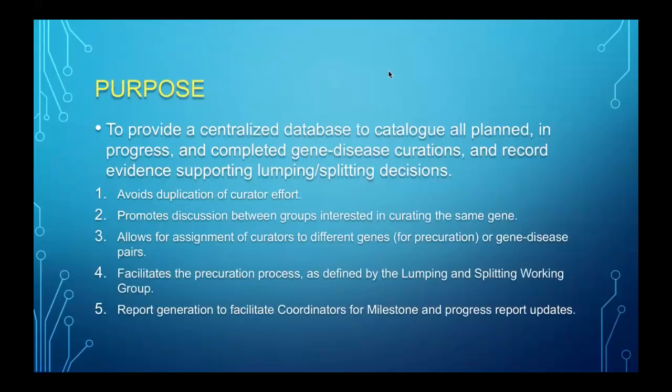So just to go over, the purpose of this was to provide a centralized database to catalog all planned, in progress, and completed gene disease curations and record evidence supporting the lumping and splitting decisions. Mostly this is going to be the pre-curation and how you've defined the disease entity for the specific gene disease relationship curation. In essence, this helps to avoid duplication of curator effort. We can see what genes are being looked at by all different affiliations, and so we can make sure that we aren't duplicating our efforts or our records.